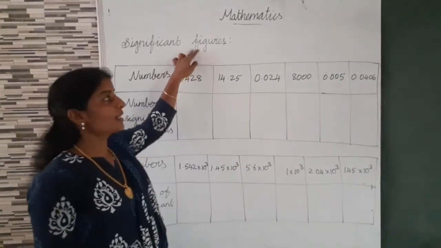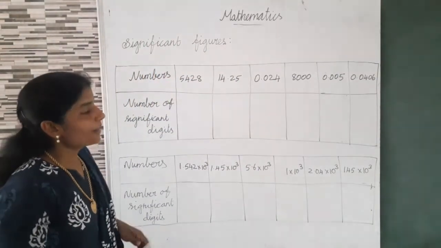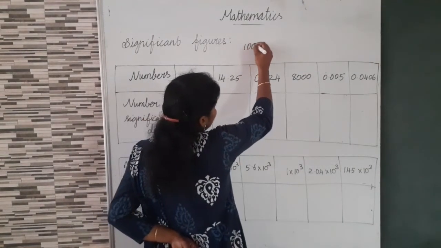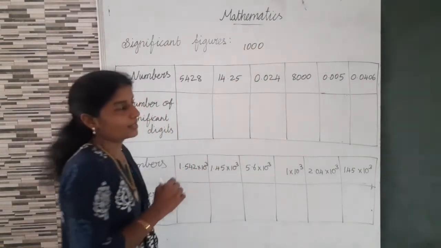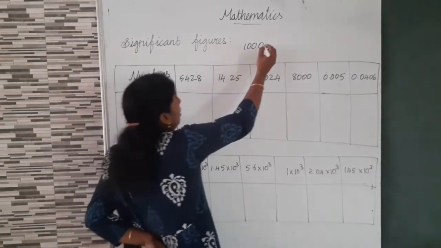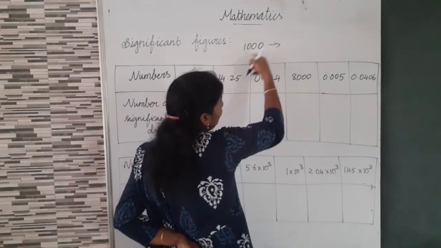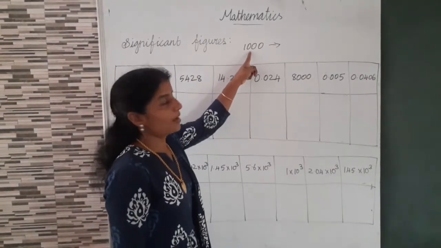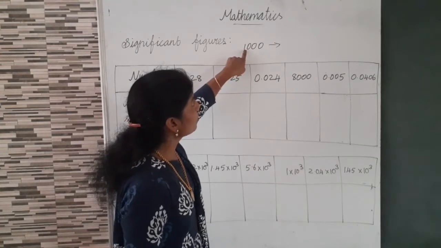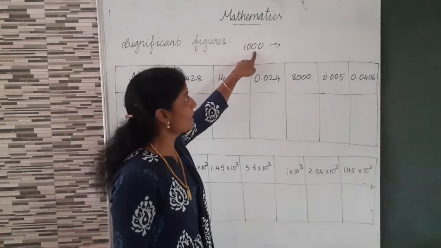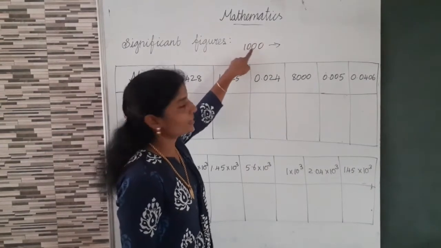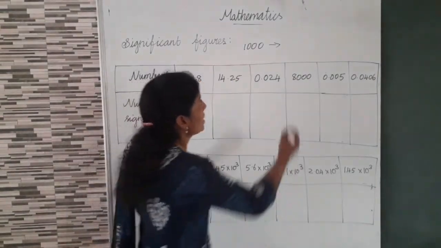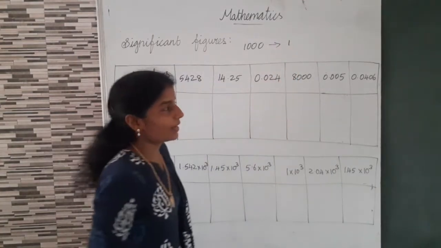Significant figures. What is significant figures? Suppose we have any one whole number, that is 1000. This is not a decimal number. This is a whole number, isn't it? The 1000. How many significant figures here? Here, only one significant figure, because this is a whole number, and after the non-zero digit we have all zeros. The zero digits we can't count. Okay, here only one. This is only one significant figure.